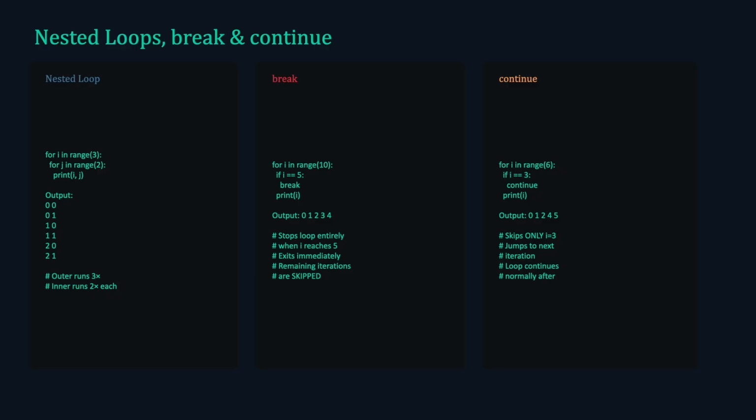Break exits the entire loop immediately when a condition is met. In the example, when i equals 5, break stops everything. Output is 0, 1, 2, 3, 4. Continue skips only the current iteration and moves to the next one. When i equals 3, continue jumps over it. Output is 0, 1, 2, 4, 5. Notice the difference. Break stops, continue skips.